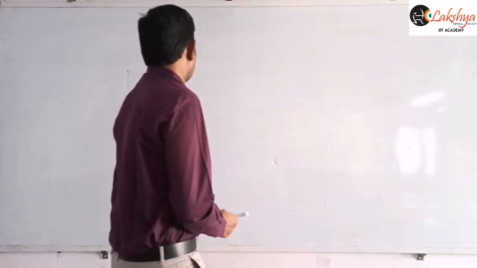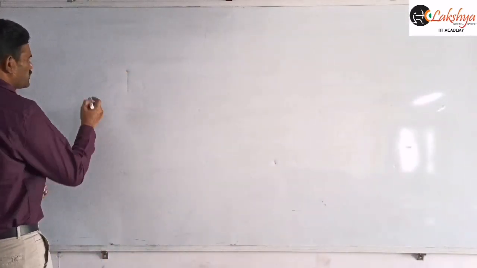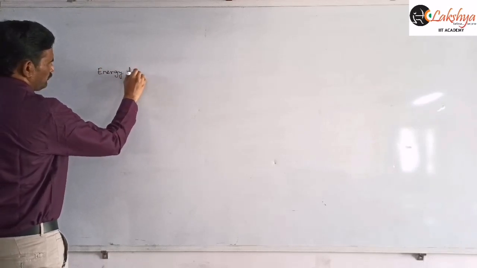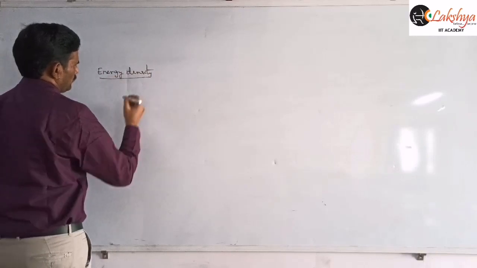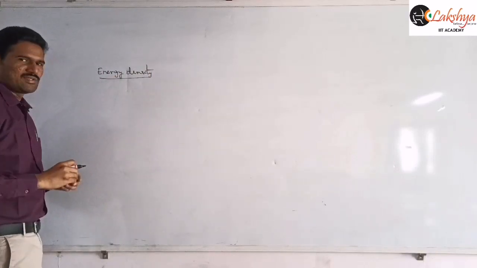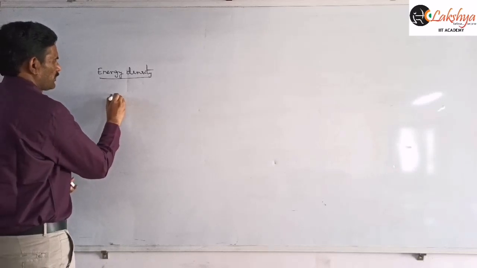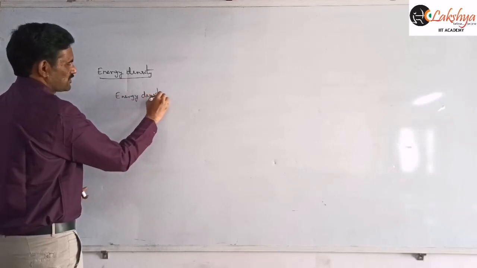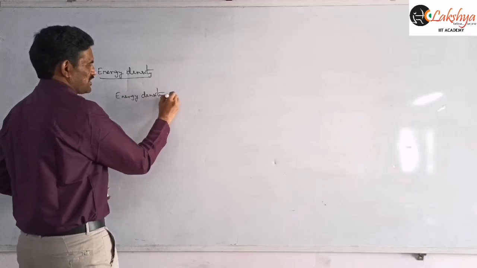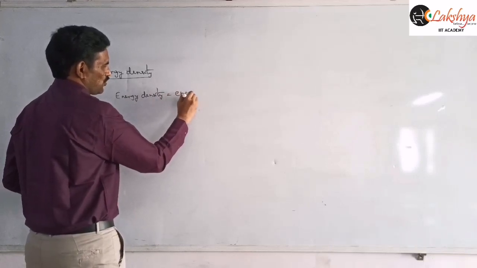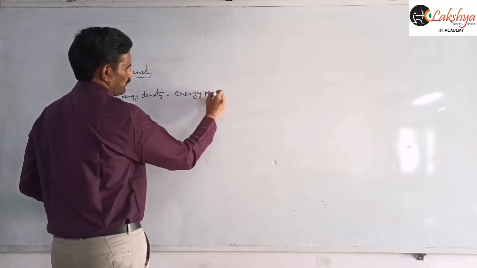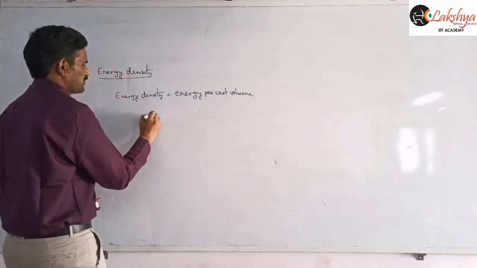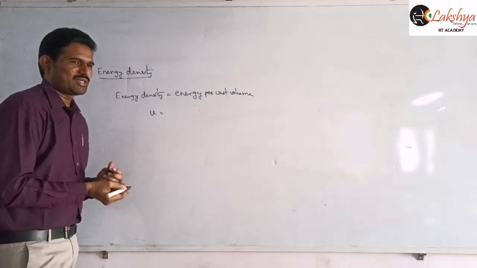So next, let us say this energy density. First of all, this energy density is nothing but, generally we define the energy density when energy is distributed in the space. So energy density is nothing but energy per unit volume. Generally it is represented with U, and if it is electrostatic energy density, UE, and magnetic energy density means we represent with UB.